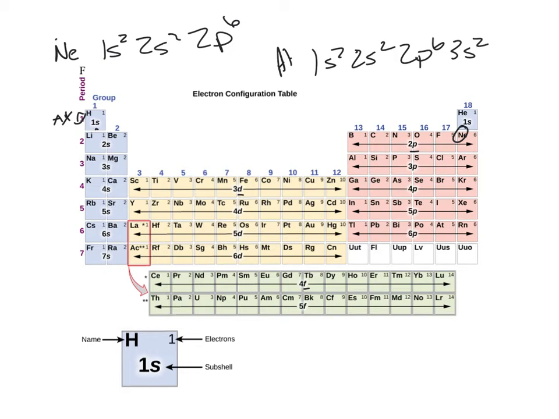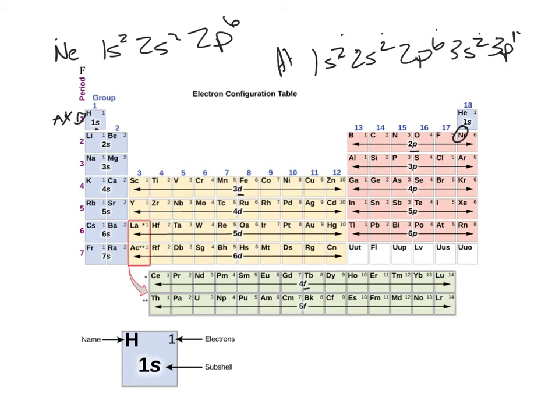And then we come down here to the third row, 3s2. And as we move along, we come over to aluminum. It's the first one in the 3p, so we write 3p1, all right? And if I add up all of my superscripts here, my 2 plus 2 plus 6 plus 2 plus 1, it should all add up to be 13, which is the number of electrons for aluminum.